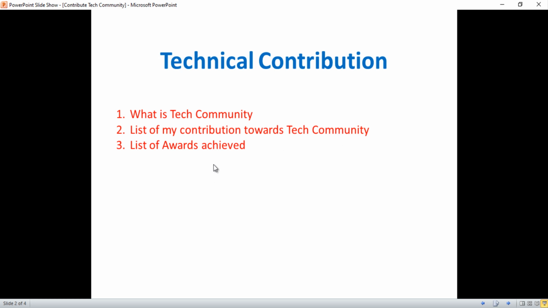So what is a tech community? A tech community is where developers around the world contribute their skills and the technical knowledge they have acquired. You can find these communities on the internet. Some examples are C# Corner, Stack Overflow, GitHub, etc. These are tech communities based in India as well as around the world.